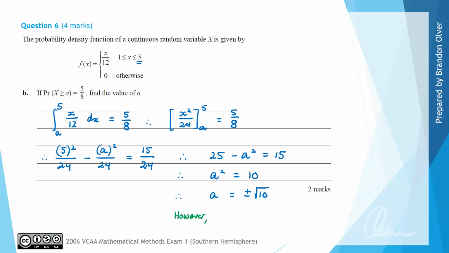However, if we look back at this domain, we know that a must be between 1 and 5. Therefore, a can only equal positive square root of 10. So that is the answer for part B of this question.